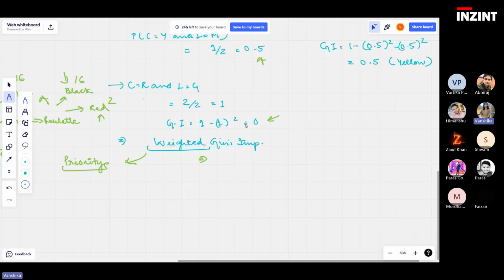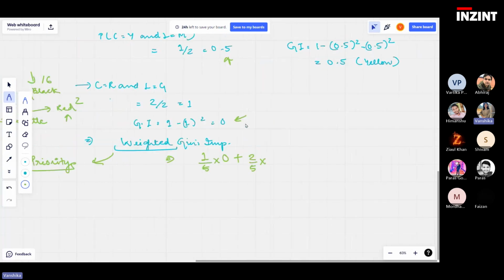So we know that for green it is 1 by 5. Out of 5 labels, we only have one green. The Gini index that we calculated for green is 0. We will add to it the probability of yellow, that is 2 by 5. And what was the Gini index that we calculated? It was 0.5. Then let's do the same for red. So the probability is 2 by 5 and the Gini index is 0. Please compute it and let me know what the answer is.